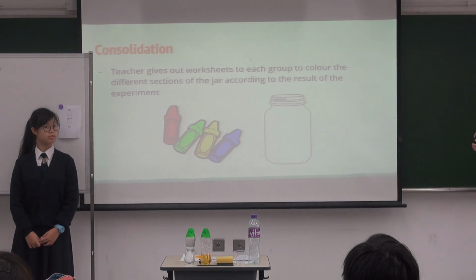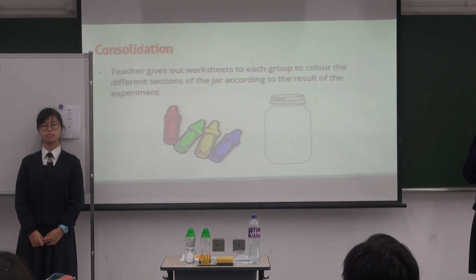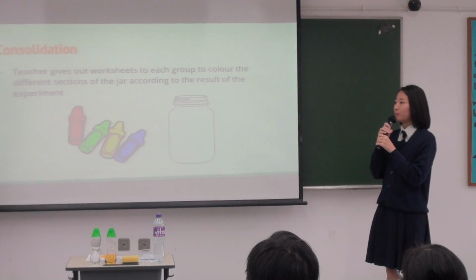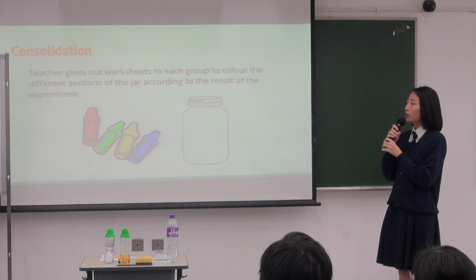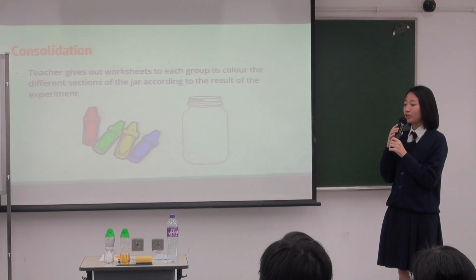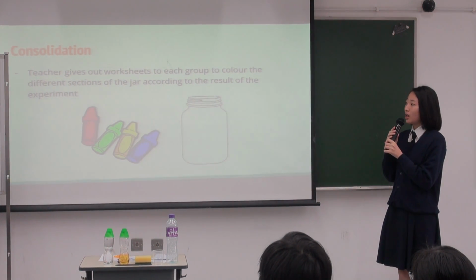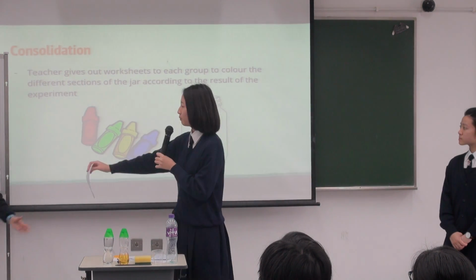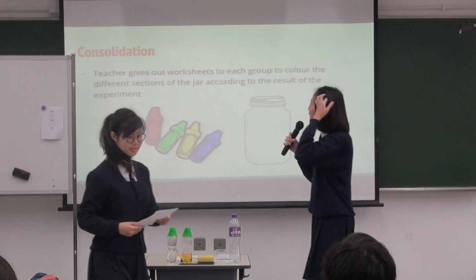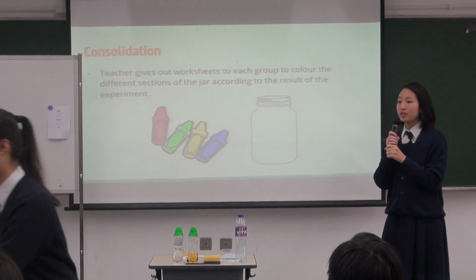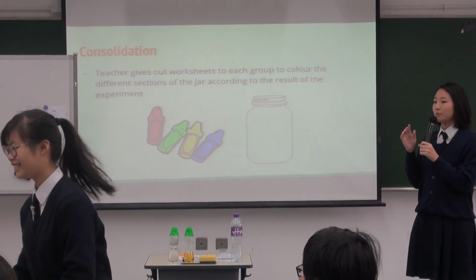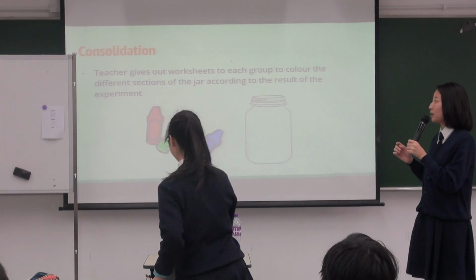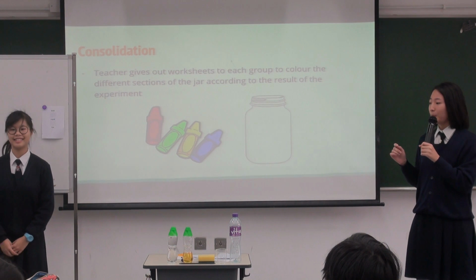And for the consolidation part, since we have already demonstrated the experiment and all of the students have participated in it, we want to make sure they really understand the experiment. We will give out a worksheet to each group, and then provide colored pencils and ask them to color each section according to the results of the experiment and label them.